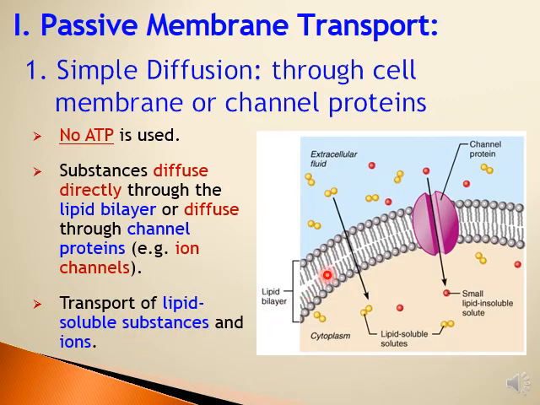So any lipid-soluble substance can cross the phospholipid bilayer directly. Ions that cannot cross the phospholipid bilayer need these channel proteins, and we call them ion channels.